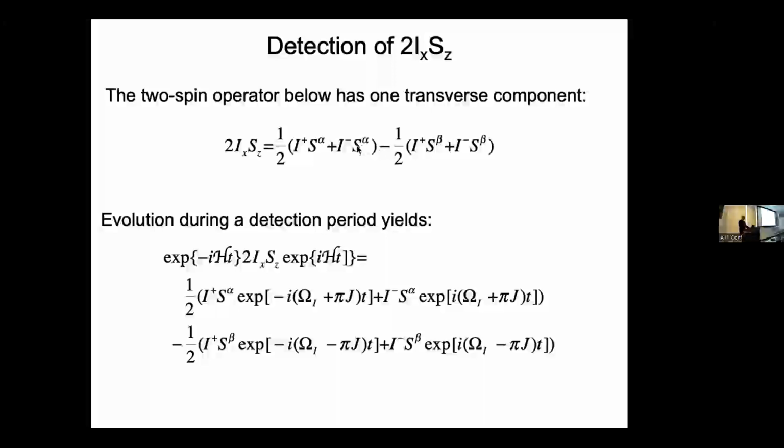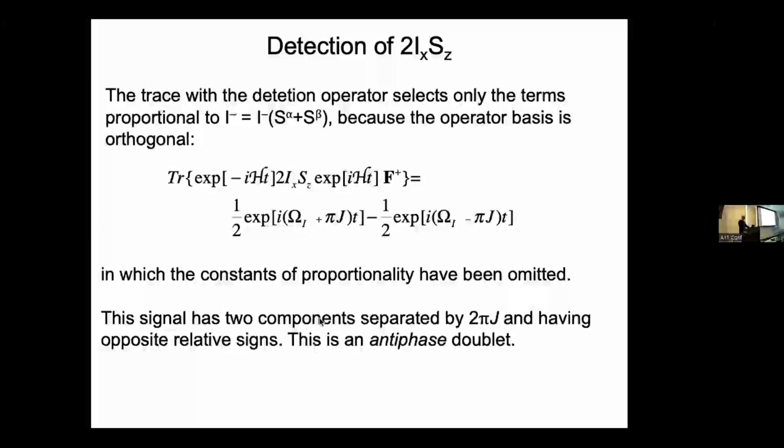So when I convert to the beta alpha, I get this minus sign here. And when I do the same calculation, I evolve during the detection period and then take the trace, I again get two doublet components. But now there's a minus sign. They're out of phase with respect to each other. One multiplet component is up and the other multiplet component is down, just as we did on the board the other day.